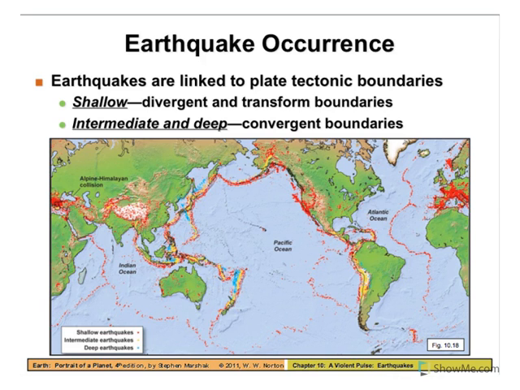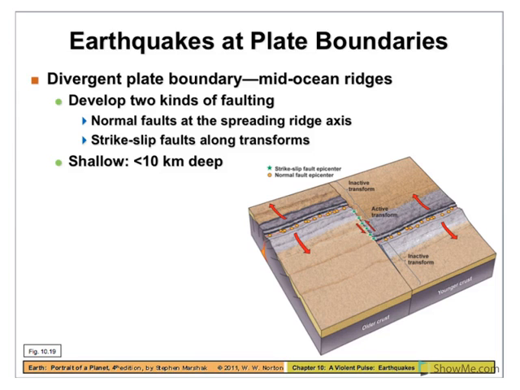So we can have shallow earthquakes, which we tend to find at divergent and transform boundaries, or we can have intermediate and deep earthquakes. And those we tend to find at convergent boundaries, especially above subduction zones. So let's take a look at that. At our divergent plate boundaries, what we're experiencing here is just the earth, remember, breaking apart. Essentially, one plate goes in one direction, the other plate goes in the other direction.